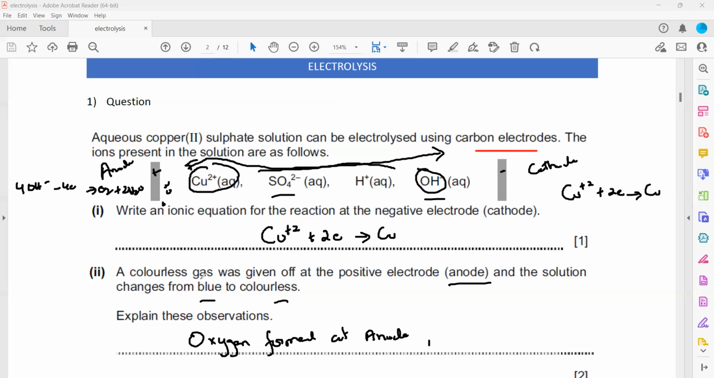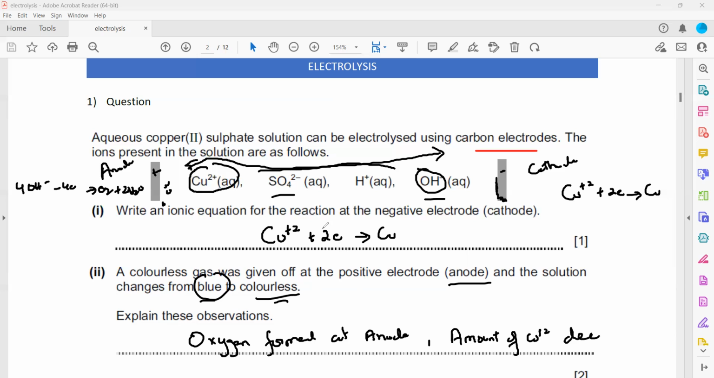And why does the color change from blue to colorless? Because copper ions are blue in color. As these copper ions are removed from the electrolyte, the concentration of copper ions in the solution decreases. That's why the color of the electrolyte changes from blue to colorless.